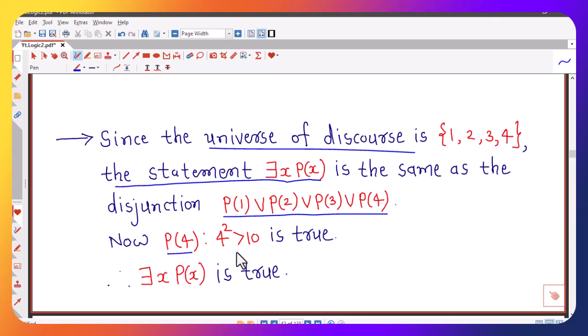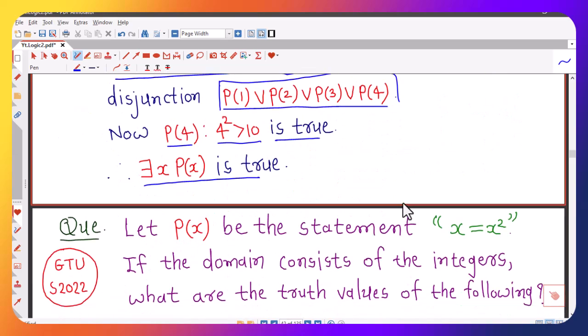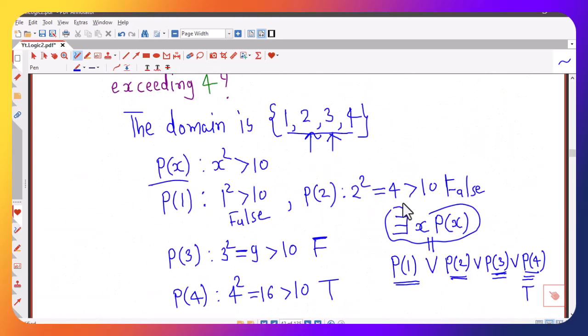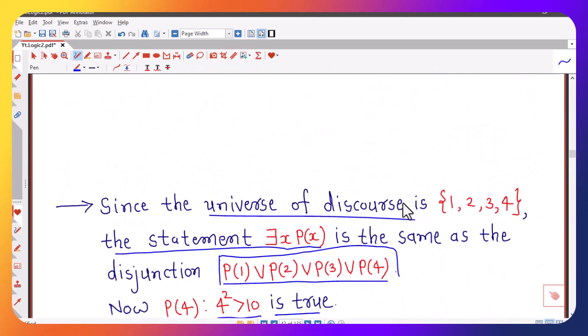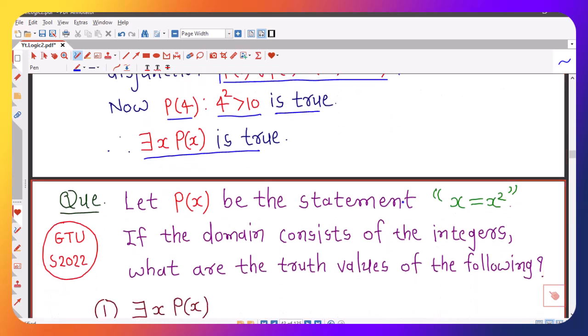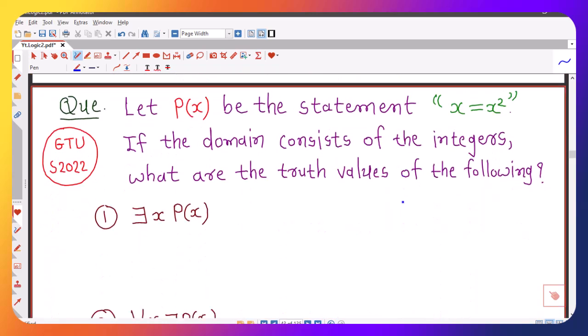Now p of 4 is 16 greater than 10, which is true, and therefore this is true because it is the disjunction of these 4. So in this way we can determine the truth values of existential quantification of a given statement function. I have taken this question on existential quantification, which was asked in the GTU Summer 2022 exam.